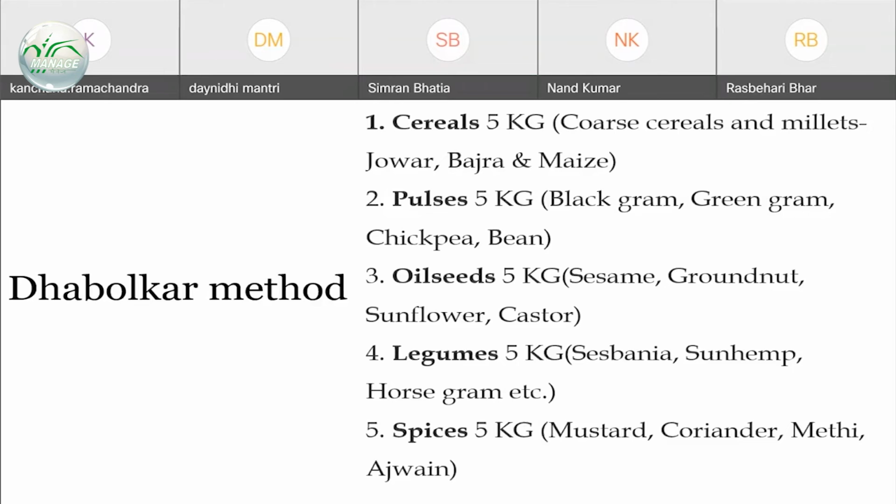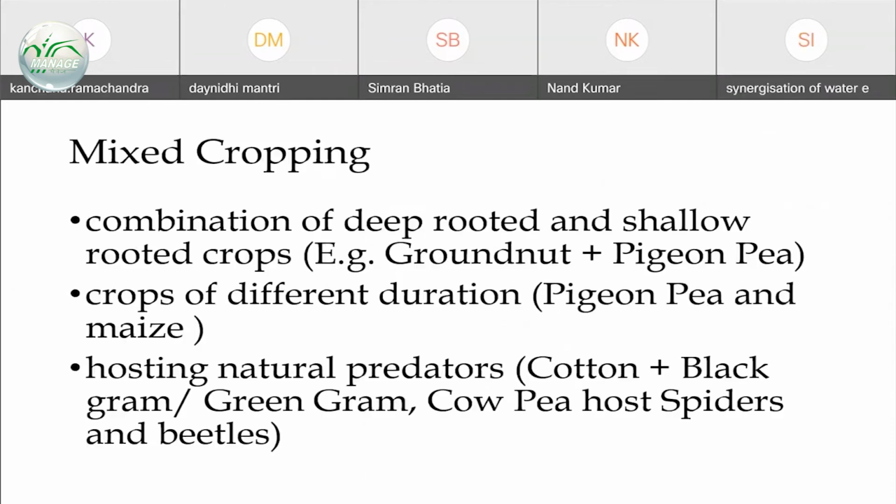You can grow vegetables too: just widen your paddy bunds and raise vegetables. You can harvest the vegetables also along with the paddy. A single crop is not recommended. Mixed cropping is always suggested. So you go for mixed cropping in all rain-fed crops.